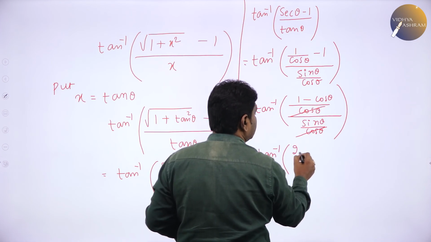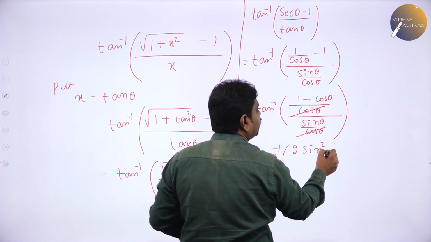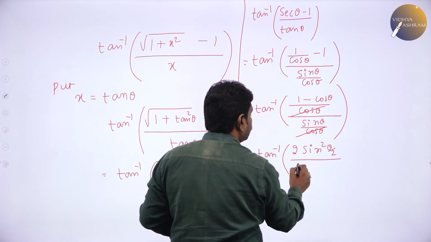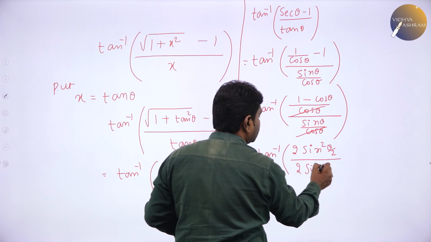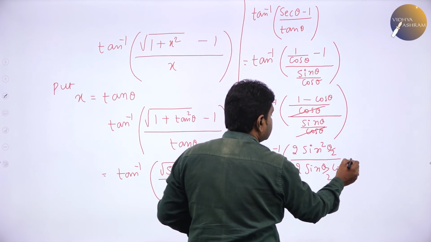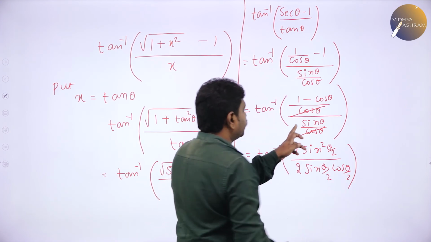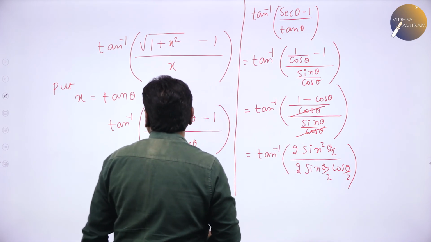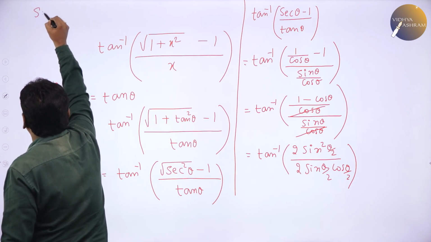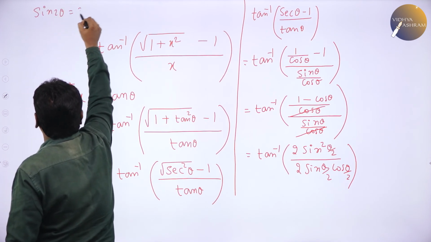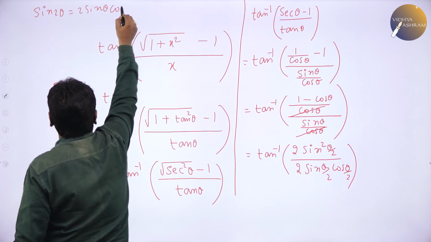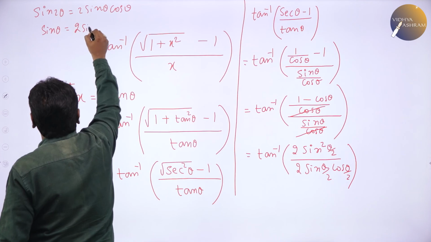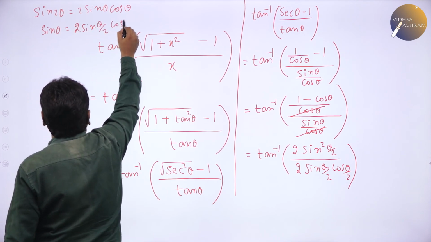What is 1 minus cos theta? 2 sin square theta by 2, divided by sin theta. Sin theta can be written as 2 sin theta by 2 into cos theta by 2. Interesting. Can I write sin theta as 2 sin theta by 2 into cos theta by 2? You know the multiple angle formula: what is sin 2 theta? Sin 2 theta is 2 sin theta cos theta. Similarly, sin theta is 2 sin theta by 2 into cos theta by 2.